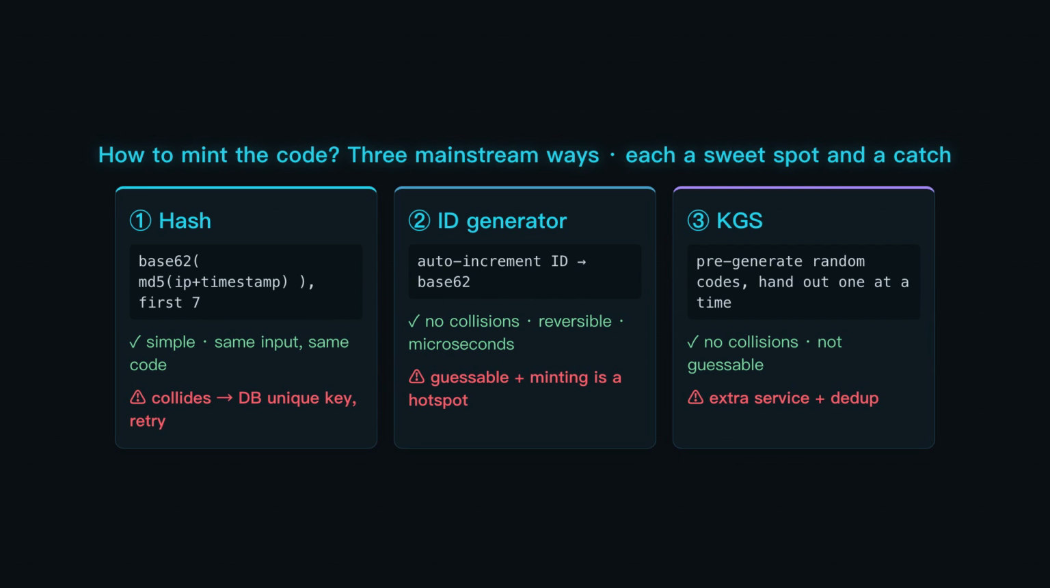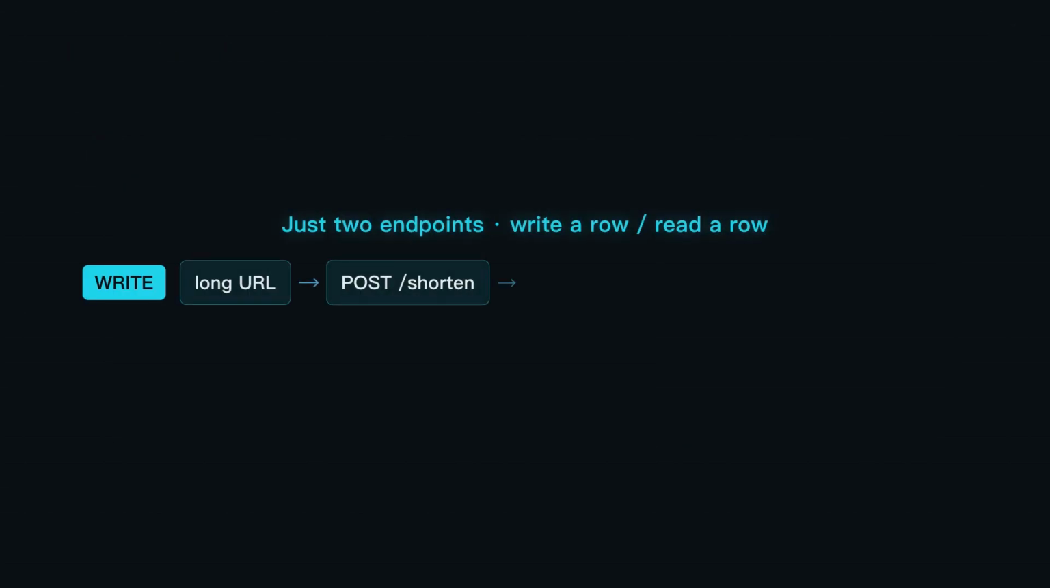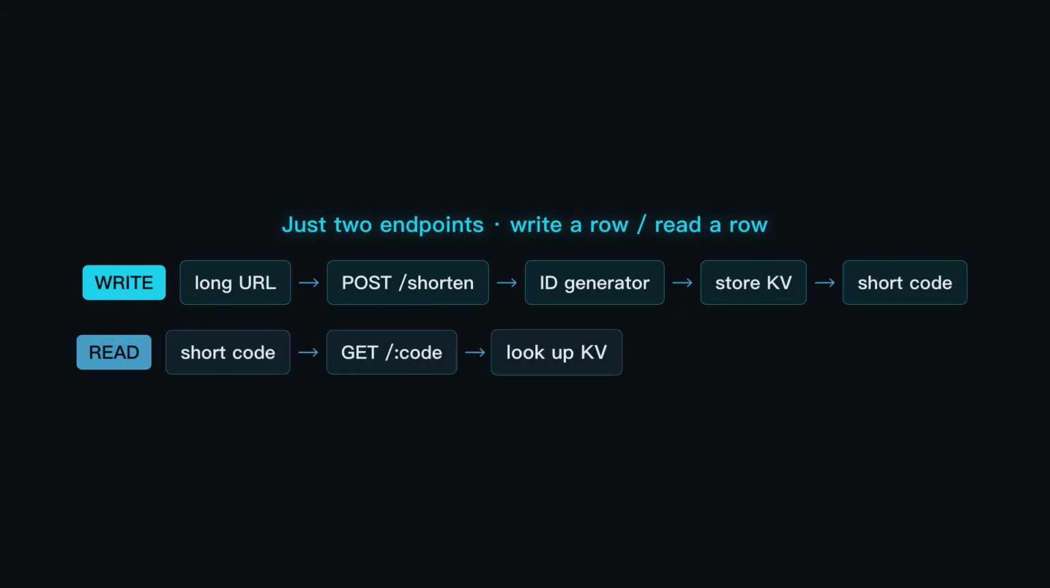Hashing is simple, but you have to handle collisions. The ID generator is fast but guessable, and it has a hotspot. The key generation service is clean but adds a layer. Which one you pick depends on which one scares you more. Shortcode, sorted. Next up is the API.